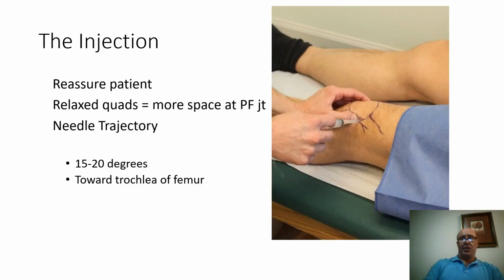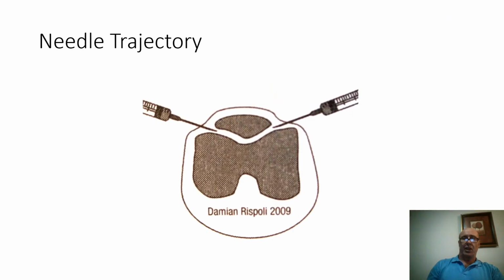You want to aim the needle towards the center of the knee at about 15-20 degrees towards the trochlea of the femur. On a cross section, this is the angle you're going in at, parallel with the trochlea, so about 15-20 degrees, aiming for the center of the knee and the patella. And if you lift the patella up with your fingers, there's a reasonable amount of space there.